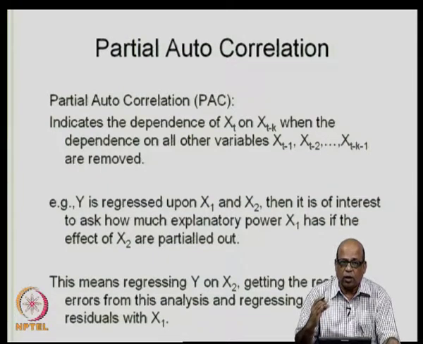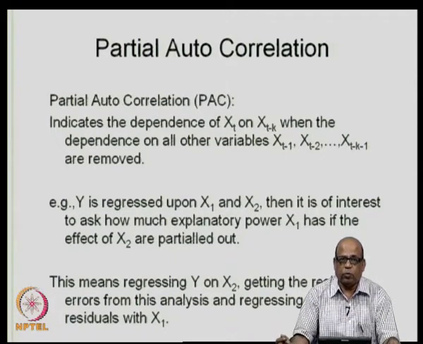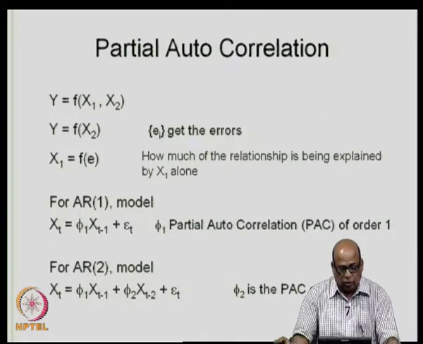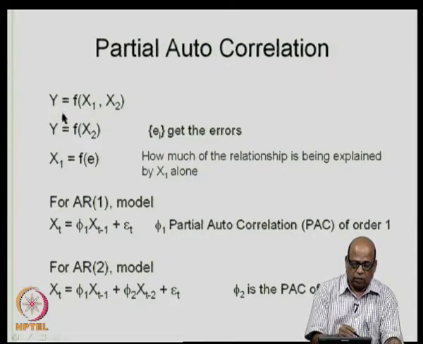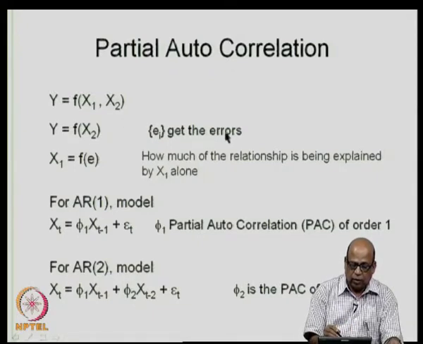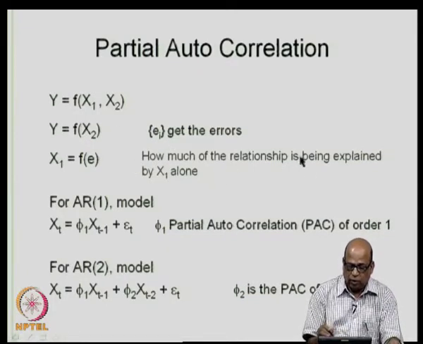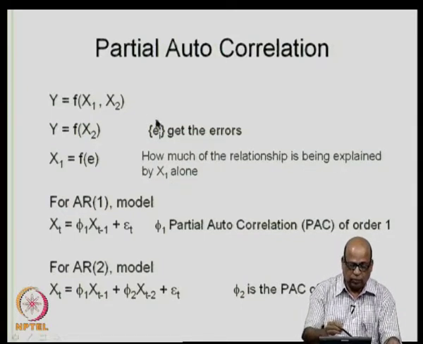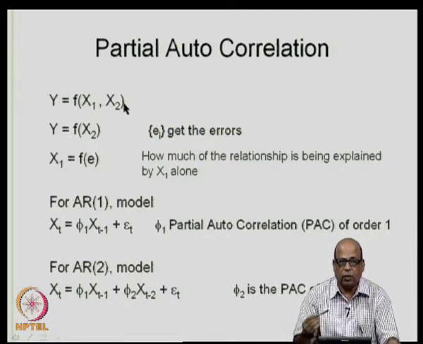Now, the partial autocorrelations are important indicators of what type of ARIMA models we may use for the data that we have, and therefore, we must be able to estimate the partial autocorrelations and infer from them what level of autoregressive terms we may want to use for our models. The partial autocorrelations, this is what I just explained. For example, if you have y is equal to f of x 1 comma x 2, first you regress only on x 2, then you get the error terms and then regress x 1 on the error terms that you get. So, you will be able to tell how much of the relationship is being explained by x 1 alone, and that indicates the partial autocorrelation.